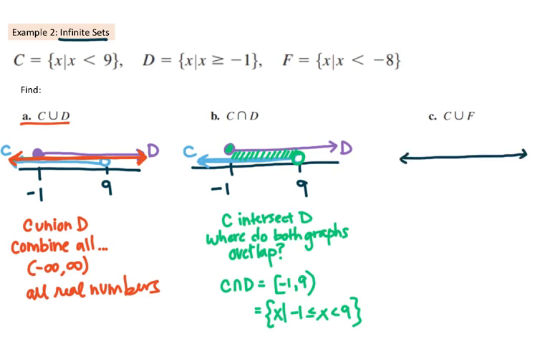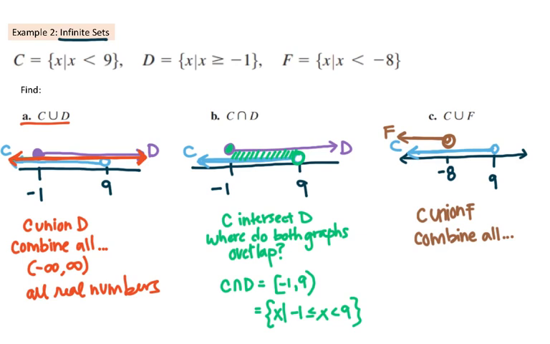Okay, another example, C union F. So let me draw C. We'll make it blue again. C is all the numbers that are less than 9. So there's graph C. What does F say? F is all the numbers that are less than -8. So -8 is a key number there, and we want to be less than, not equal, just less than. So we have everything to the left of -8, and we still have a round circle at -8, and that's set F. So now the question, C union F.